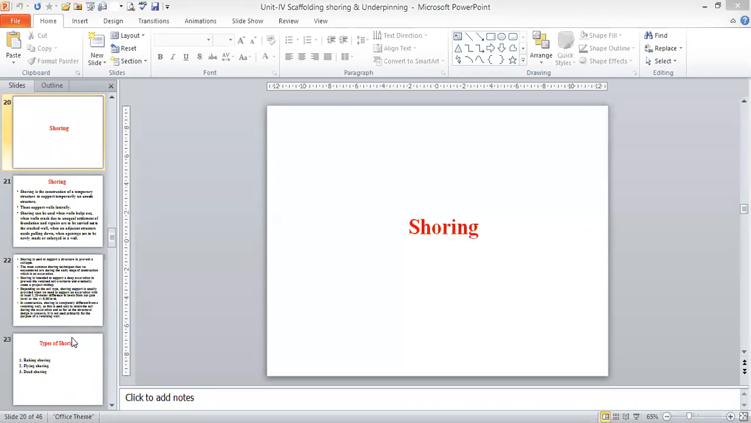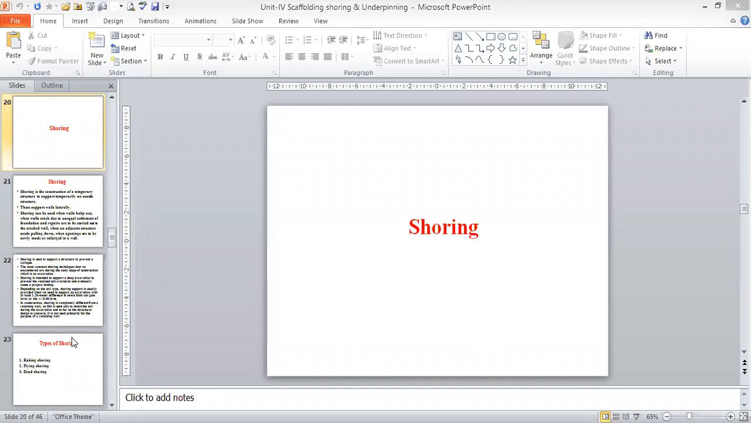For shoring, the materials we use are almost all wood or timber, and the other is steel or metal shoring. Shoring is the support provided for an unsafe structure.